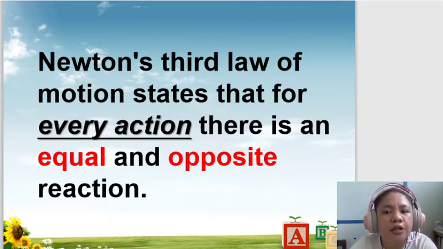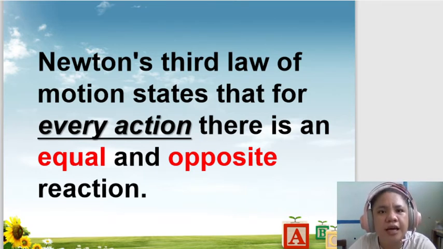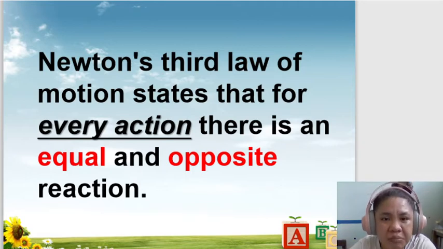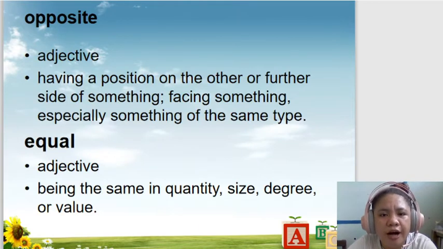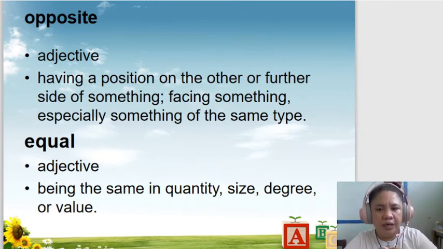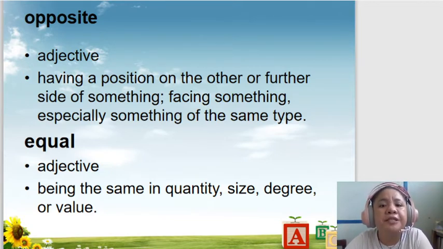So let's look first into the meaning of the words equal and opposite so that we will further understand what Sir Isaac Newton means in this third law. The word opposite is an adjective. It means having a position on the other or further side of something, or facing something, especially something of the same type. For example, I am sitting opposite to my laptop at this moment. So that is the meaning of opposite.